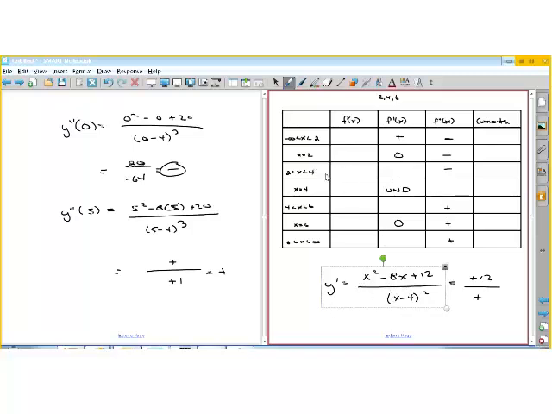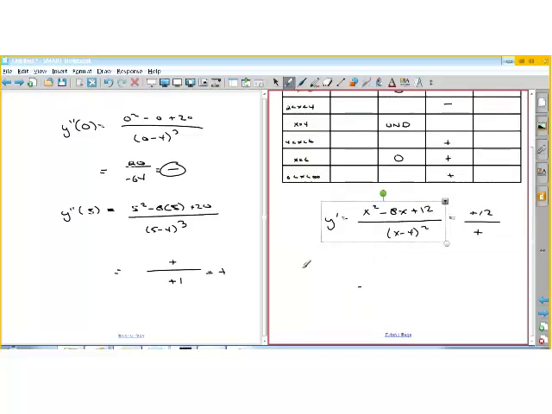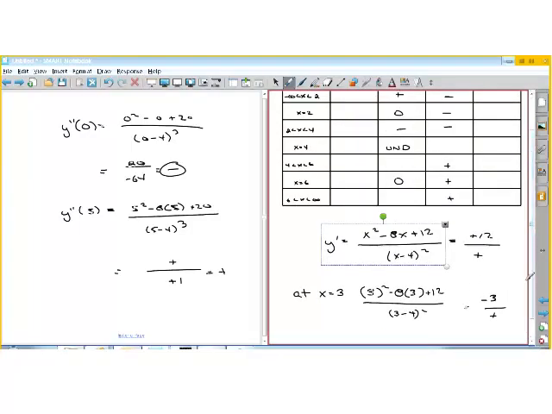Okay, then we go to positive 3. So let's see what happens to the numerator in that case. At x equals 3, we get 3 squared minus 8 times 3 plus 12, all over 3 minus 4 squared. Again, the denominator is always positive because you're squaring it. And here you get 9 plus 12 is 21, minus 24 is a negative number. It's actually negative 3. So this becomes negative.